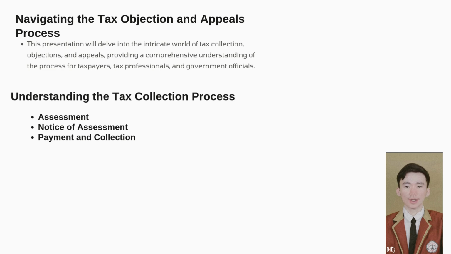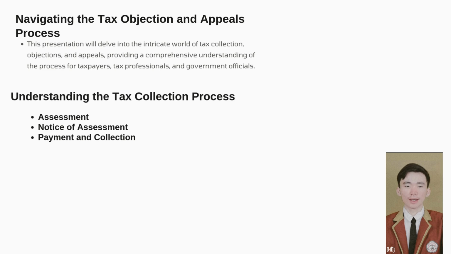Understanding the tax collection process. 1. Assessment. The tax collection process begins with the assessment of taxes, which involves calculating the tax liability based on the taxpayer's income, property, or other taxable assets. 2. Notice of assessment. Once the assessment is complete, the taxpayer receives a notice of assessment, which outlines the calculated tax liability, payment deadlines, and appeal rights.